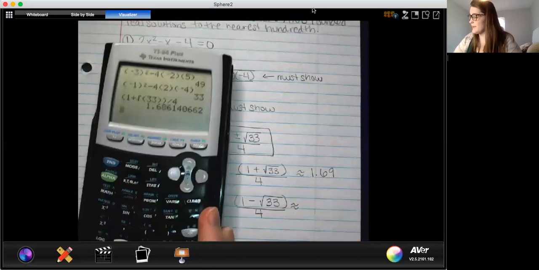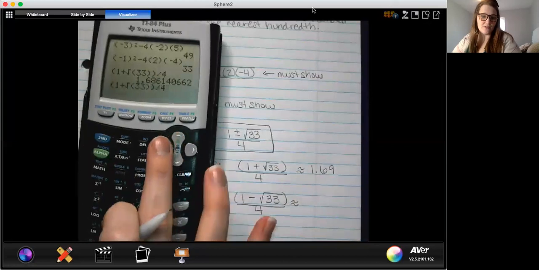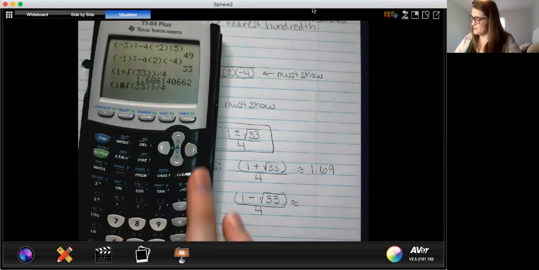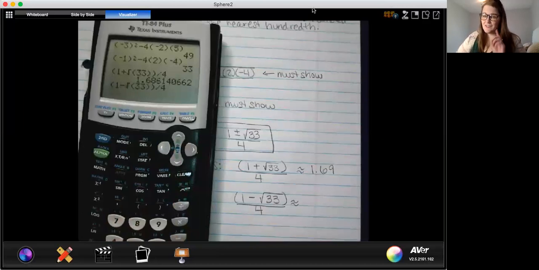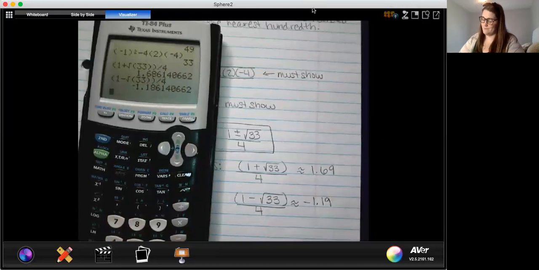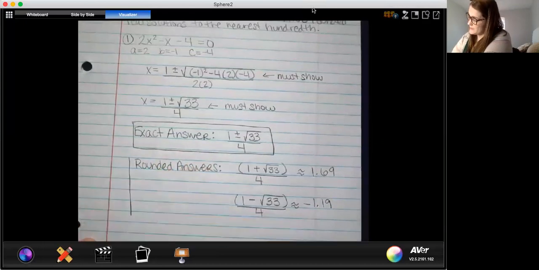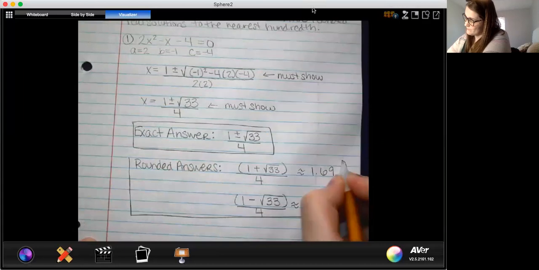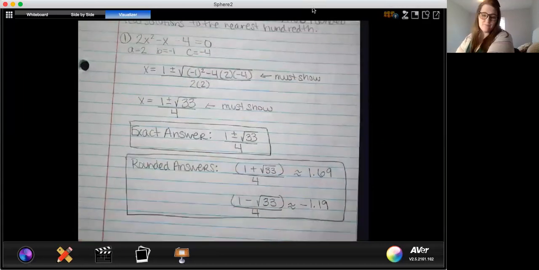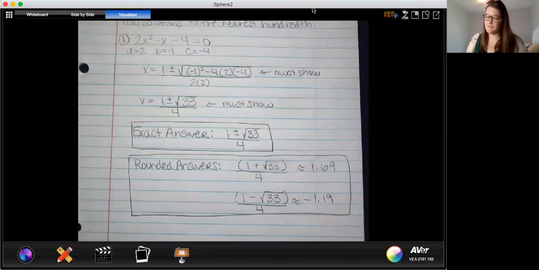Okay, now if you don't remember a fancy trick, you can hit second enter. It types the whole thing again, and all I have to do is arrow over and make this a subtraction sign, not a negative sign, a subtraction sign. Hit enter, and I get approximately negative 1.19. So these are my rounded answers. Okay, and that's number 1.